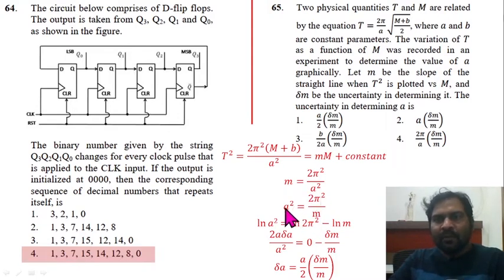It is asking about the uncertainty in A. Take the log value. After taking log and differentiating it, you will find delta A equal to A by 2 into delta m by m. So option number A is correct.